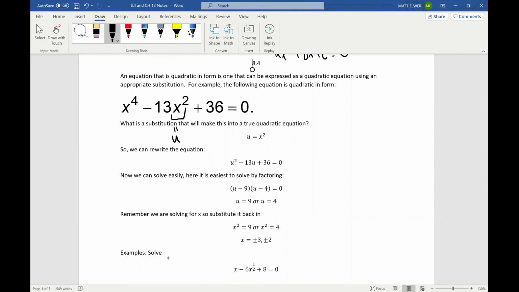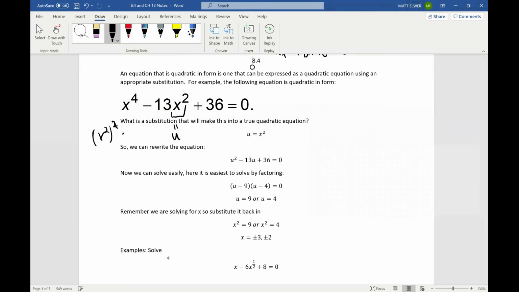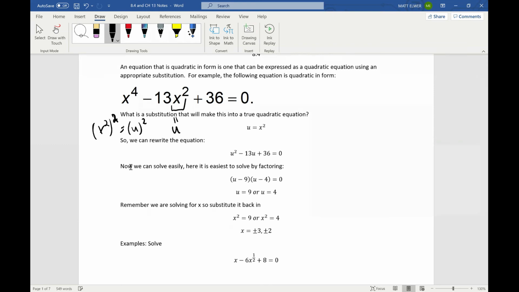And then the x to the 4th, that can be written as x squared squared, right? So x squared squared, which is just equal to, we can substitute in u squared. So we can do that. So after we do that, we substitute those two in here, right? So we have u's now instead of x's, which is fine.